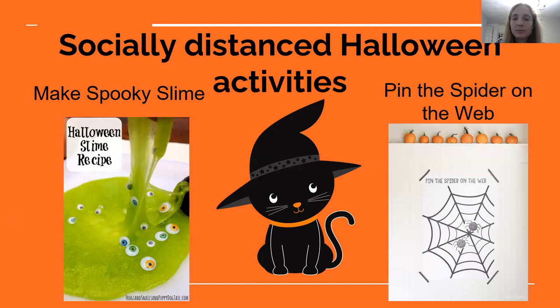Or pin the spider on the web. So we usually have pin the tail on the donkey at parties, but for Halloween, it's pin the spider on the web. So somebody will put a cloth around your eyes, spin you around in a circle, and tell you to pin the spider. You'll have a little paper spider, pin it on the web. And most people will be so dizzy that they won't be able to put the spider properly on the web.